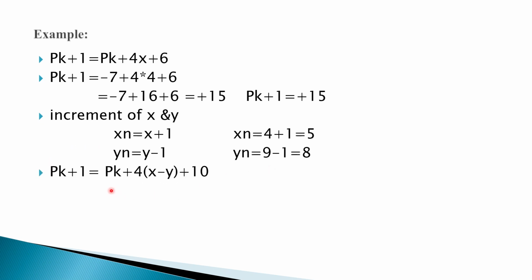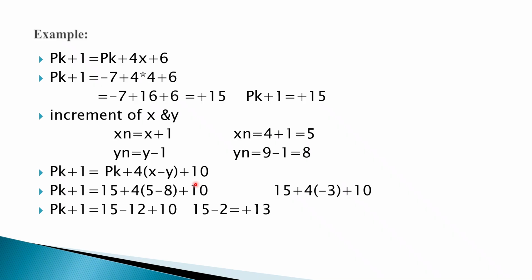Using the formula pk plus 4 into x minus y plus 10. So what is the x value here? Of 5 and y is 8. So put the values. 15 is the pk value plus 4 into 5 minus 8 plus 10. So 15 minus 12. 5 minus 8 is minus 3. Minus 3 into 4, that is minus 12 plus 10. What we get? We get again a positive 13, right?